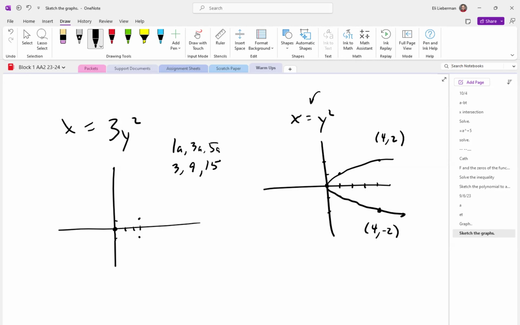Those 3 over. We knew that it's opening to, excuse me, it's opening to the right, isn't it? I would go 3, and then if I want some more points, I'm going to have to go over 1, 2, 3, 4, 5, 6, 7, 8, 9, up here, down here. I'm definitely not going to go over another 15. That'd be crazy.